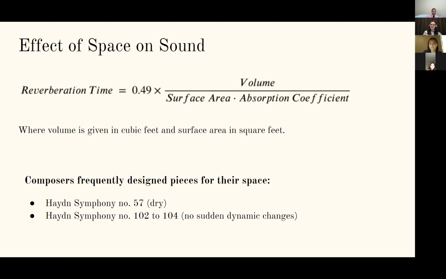However, in symphonies number 102 to 104, he switched his compositional technique to instead lack any sudden dynamic changes. And in doing this, he allowed for crisp tones throughout the entire piece because it was performed in a space with a very long reverberation time.